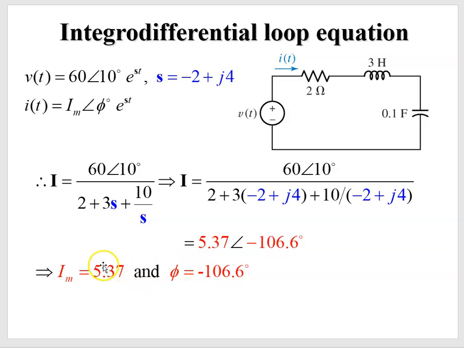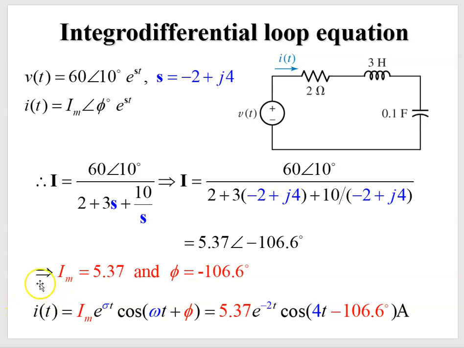So our amplitude of our current is 5.37, our phase shift is negative 106.6 degrees. Then we want to convert that to taking the real part, right? We convert that to time domain. So our time domain current is Im e to the sigma t cosine omega t plus phi, plugging in what we solved for, and we have our current.